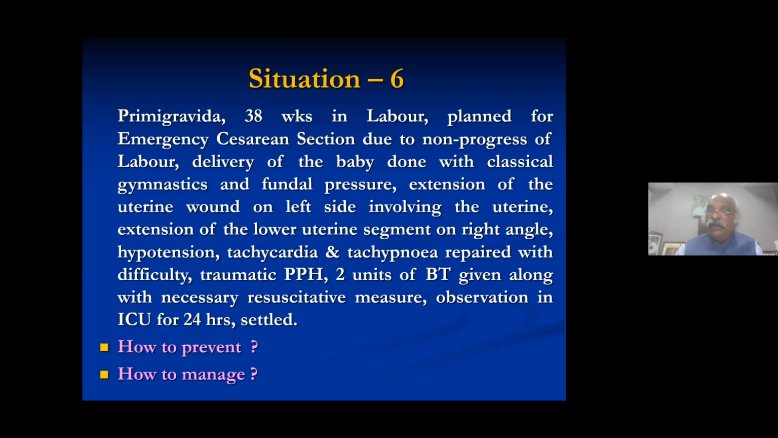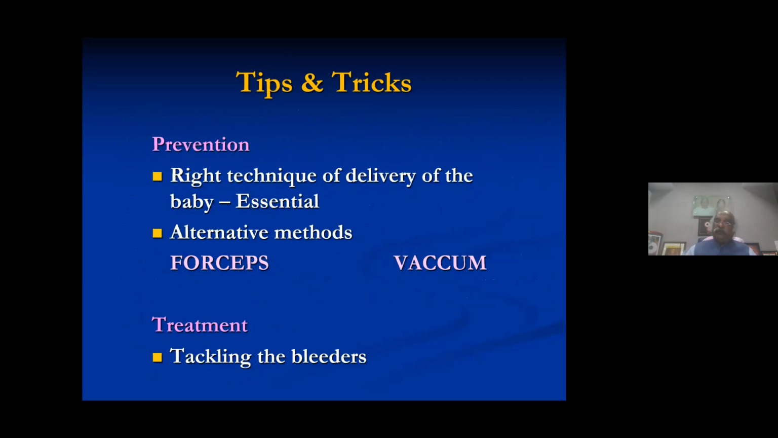You don't have time. So identify the bleeding vessels, tie them separately, and then start. After arrest of the bleeding, postoperatively you have to monitor immediately with fluids, blood transfusion, and all necessary measures, and observe in the ICU for 24 hours. So the question is how to prevent and how to manage. These are the two things. For prevention, a wrong delivery of the baby was the cause, so the right technique of delivery of the baby is essential.